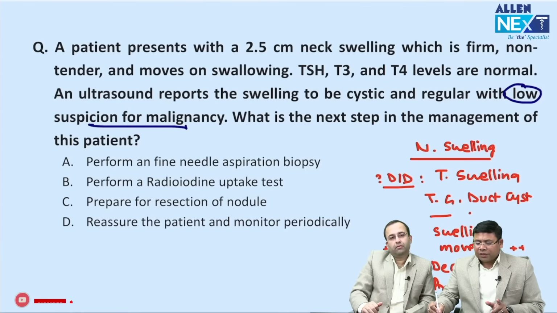Then talk about age, bimodal distribution. Thyroid swellings are seldom seen in kids. If seen, they are seldom benign. Remember this, it is a very important rule: below 15 years and more than 40 years, both increase the risk of malignancy.